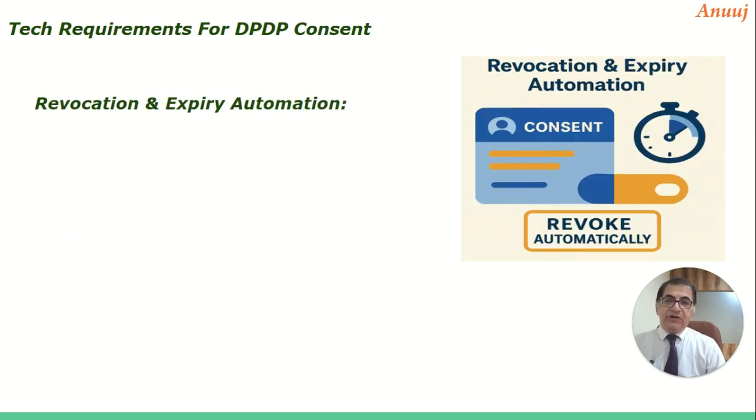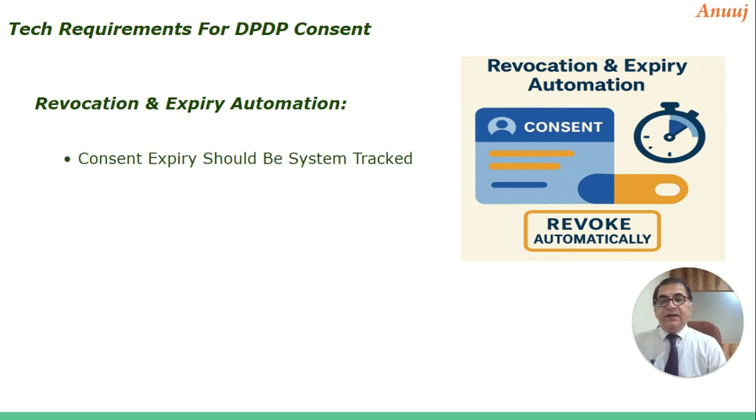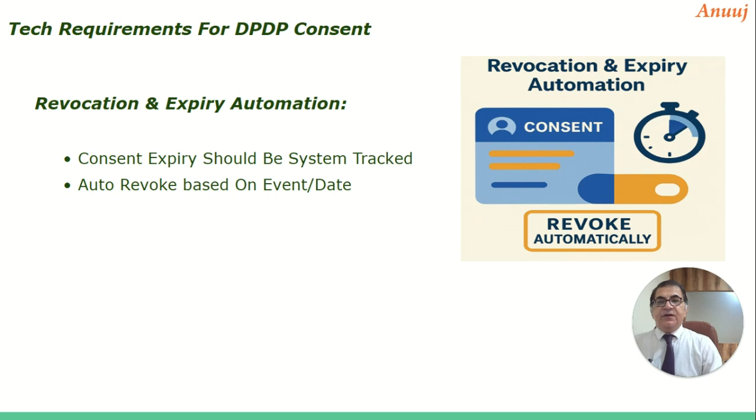And then what about revocation of consent or expiry of consent? Automation in terms of expiry. Consent expiry should be tracked. Revocation should be easy. If your interface is easy, revocation should also be easy. Being granular is something which is a very standard thing. But expiry should also be tracked, and there has to be an automatic system of consent getting expired depending on the date or the event set.